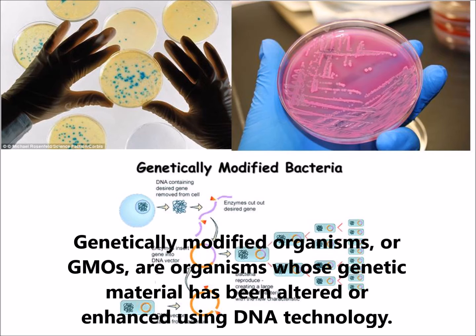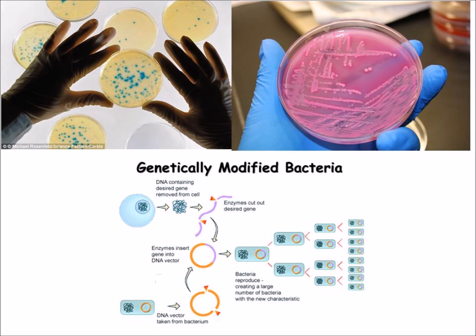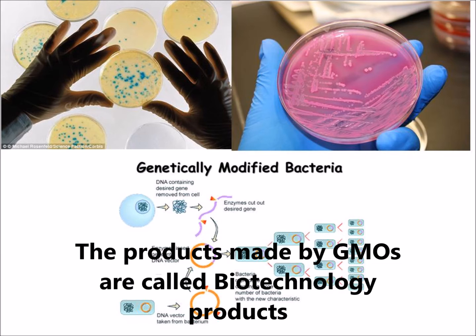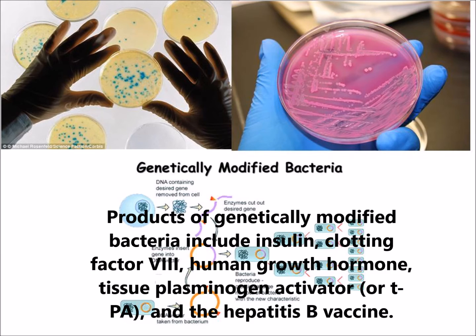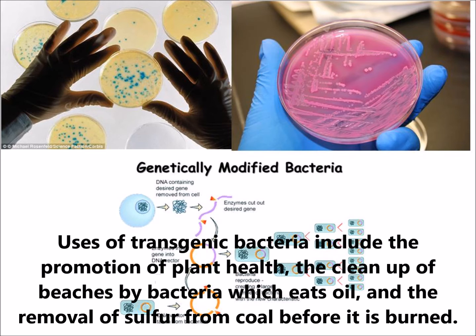Genetically modified organisms, or GMOs, are organisms whose genetic material has been altered or enhanced using DNA technology. The products of GMOs are called biotechnology products. Products of genetically modified bacteria include insulin, clotting factor 8, human growth hormone, tissue plasminogen activator or TPA, and the hepatitis B vaccine. Uses of transgenic bacteria include the promotion of plant health, the cleanup of beaches by bacteria which eat oil, and the removal of sulfur from coal before it is burned.